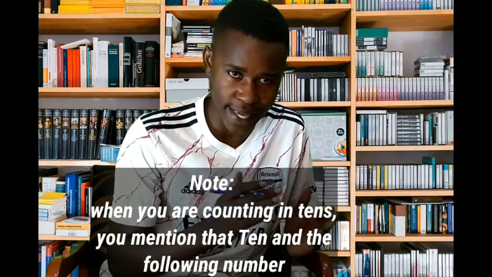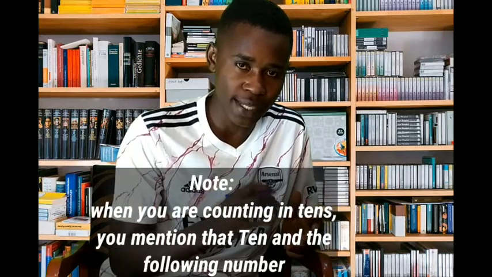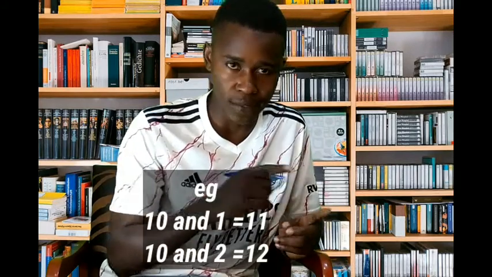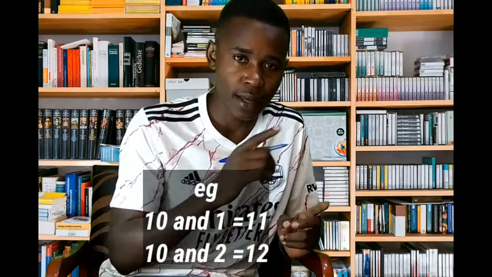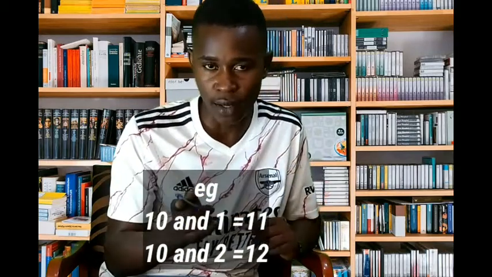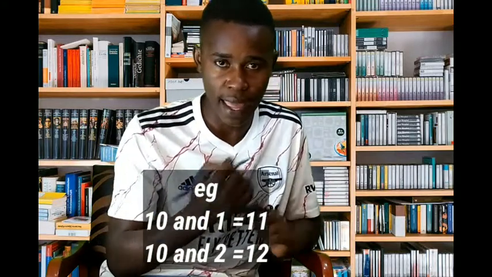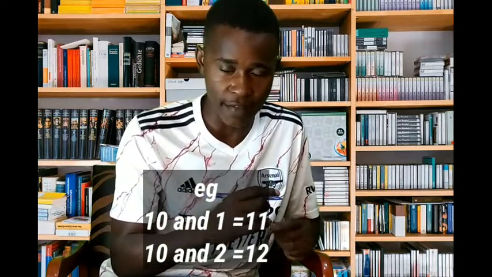So here is the trick. If you are counting in tens, you mention that 10 and you mention the following number. For example, kumi plus 1, that is 11. Kumi, 10 plus 1. Kumi ne emu. That is 11.